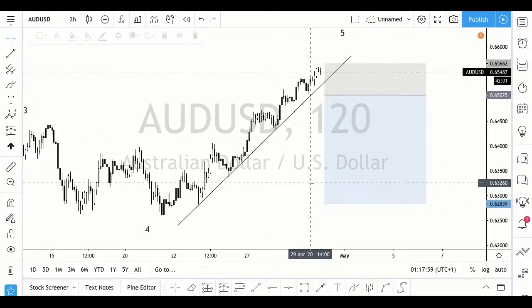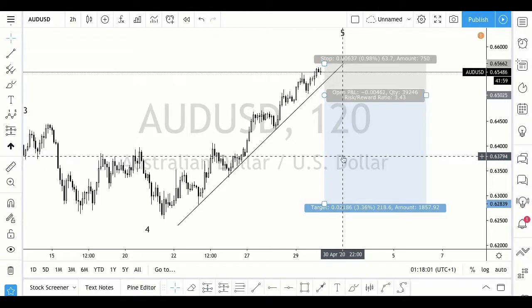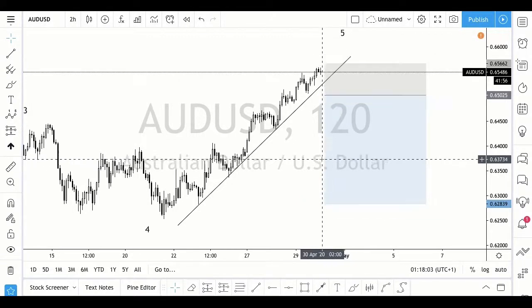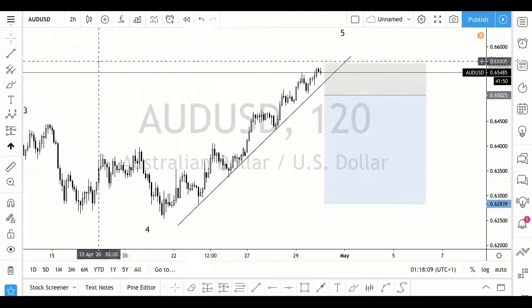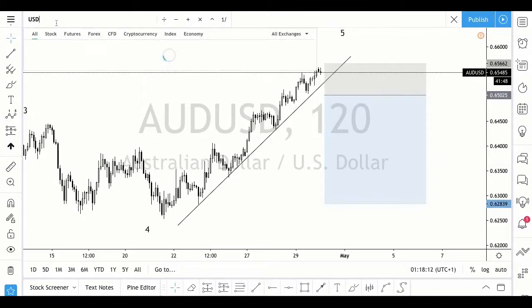And the risk to reward could be favourable with quite a substantial gain. So this is my view on AUDUSD. Next we'll look at USDCAD.